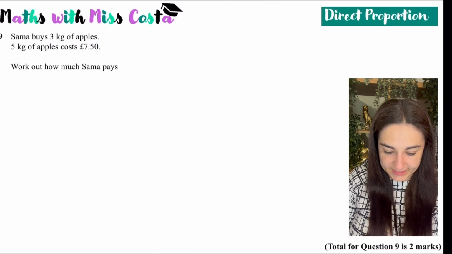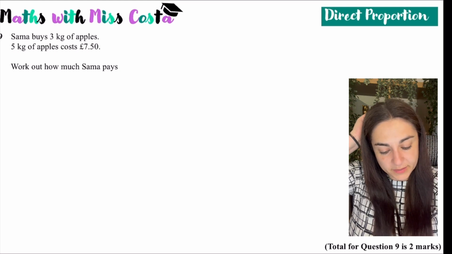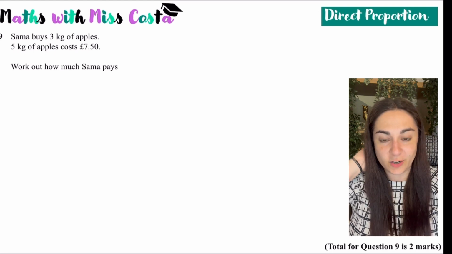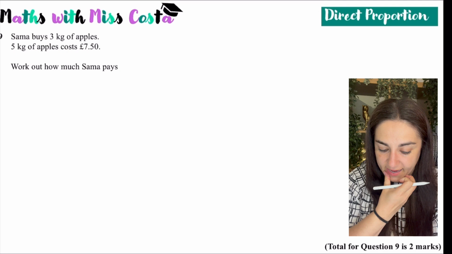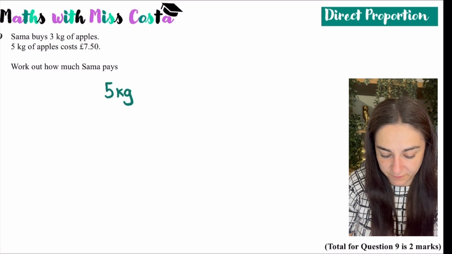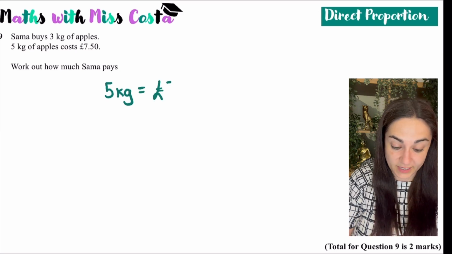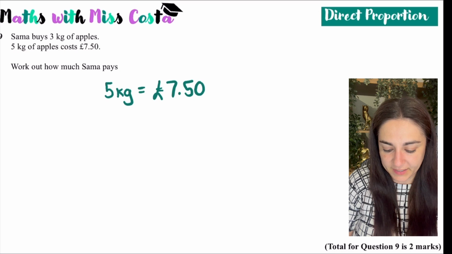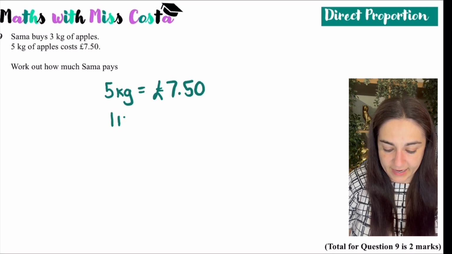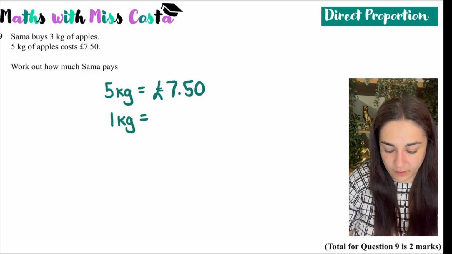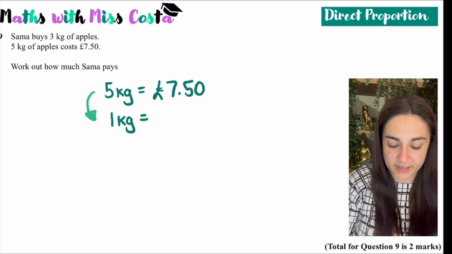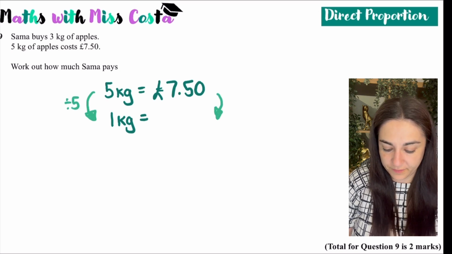Okay, next we've got a direct proportion problem. So Summer buys 3 kilograms of apples, and we know that 5 kilograms of apples costs £7.50. So the best thing here to do would be to do the unitary method. So I equate 5 kilograms with £7.50. And then what I can do is figure out how much 1 kilogram must be. So how do I get from 5 to 1? I need to divide by 5.